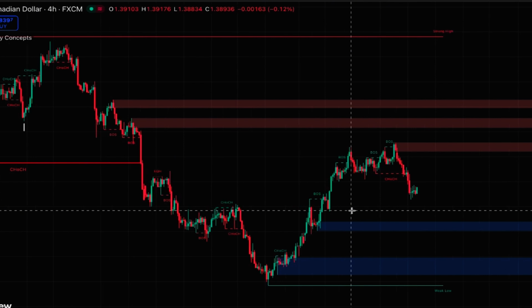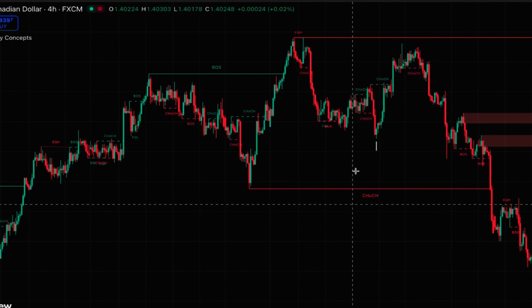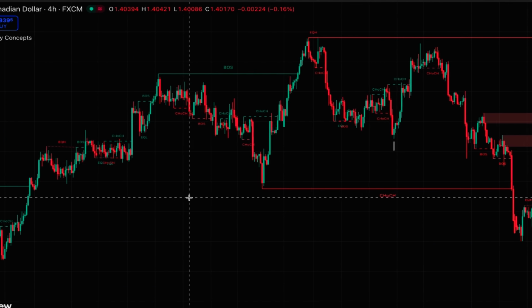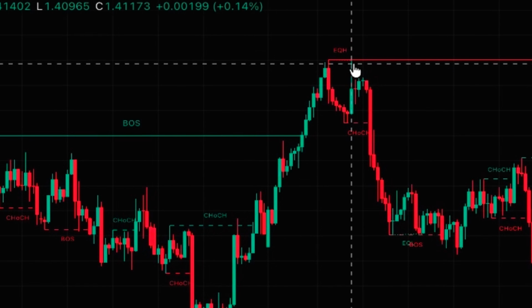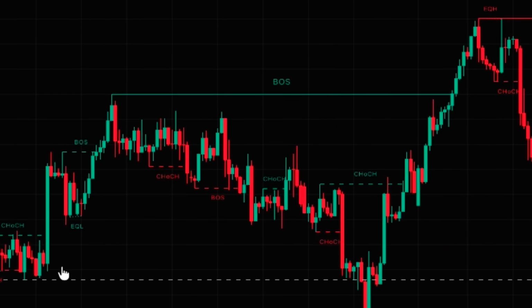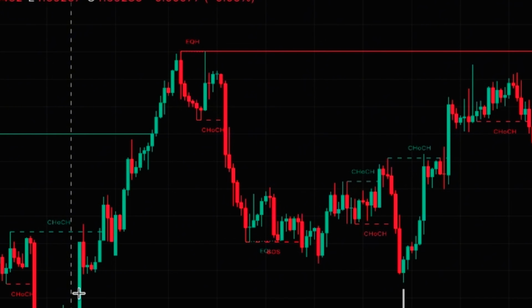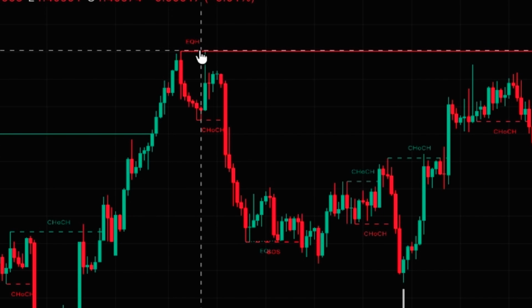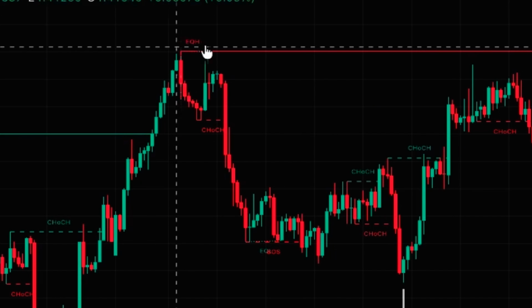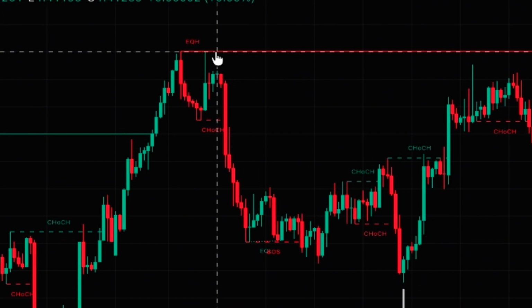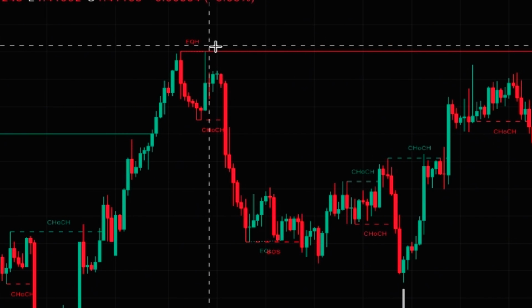The indicator also shows equal highs and equal lows. For example, here we have equal high and here equal low. This is especially useful for reversal trading strategies because, as you know, for example, when following an uptrend, we have equal highs. This shows that the prior uptrend is weakening and a resistance level is formed here. And this is actually an early signal that a reversal is probably going to happen.